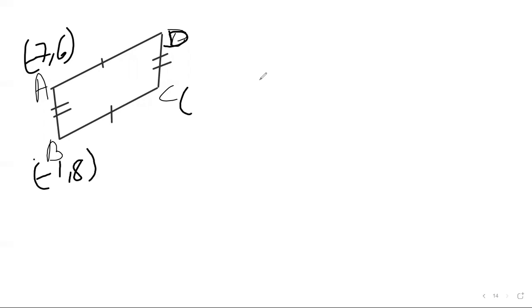So ABCD is a parallelogram. Vertices of the parallelogram are given: A is negative 7, 6; B is negative 1, 8; C is 7, 3; and D is X comma Y.